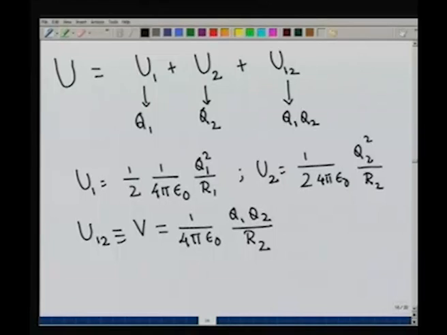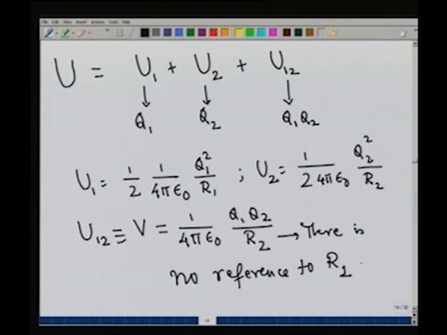Now this expression for U12, there is something funny about it, and that is there is no reference to R1. So this is indeed surprising. Normally, when we wrote down the expression for the interaction energy, we wrote Qi Qj divided by mod Ri minus Rj. It has to depend on the separation of the two spheres. It has to depend on R1 and R2, that is what we would have expected.